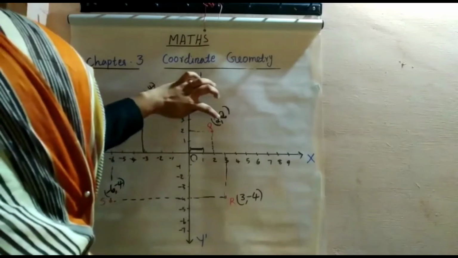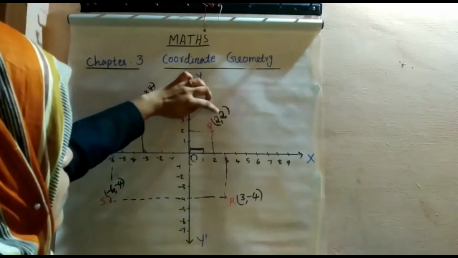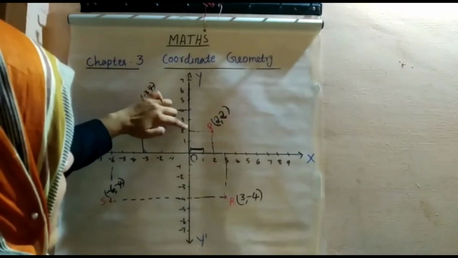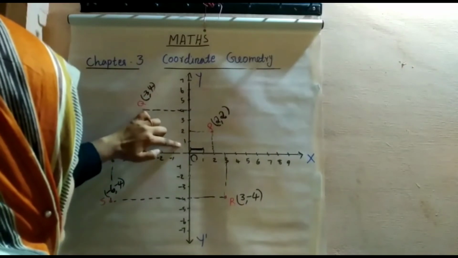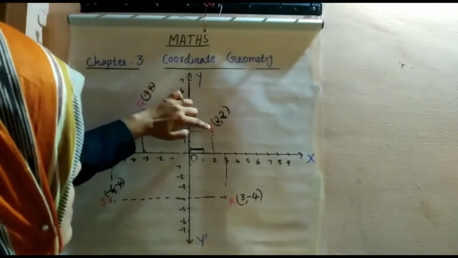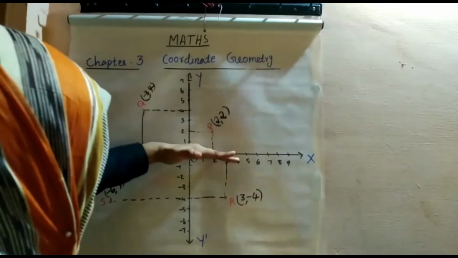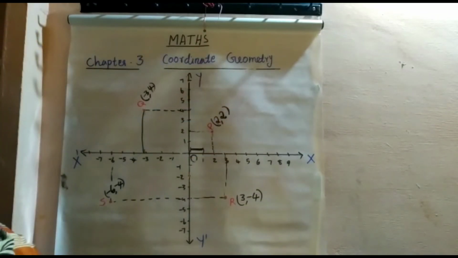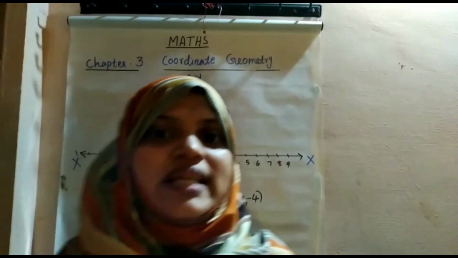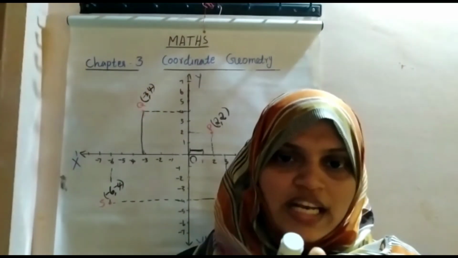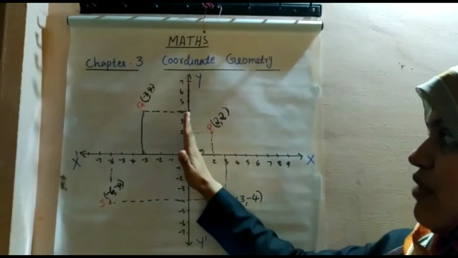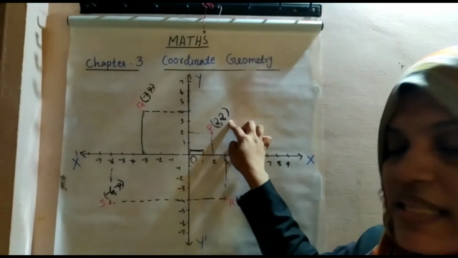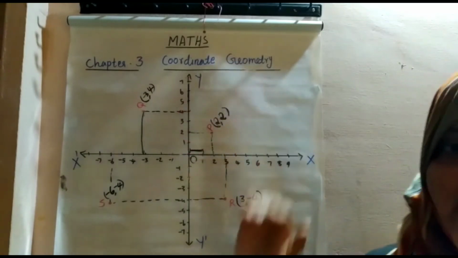Clear? Then here 2. The y coordinate is also 2. So what is this? This distance is y. This 2 means the y coordinate is the distance of this point P from the x axis. Clear? Okay, dear students. So the x coordinate means the distance of a point from the y axis, and the y coordinate means the distance of the point from the x axis.